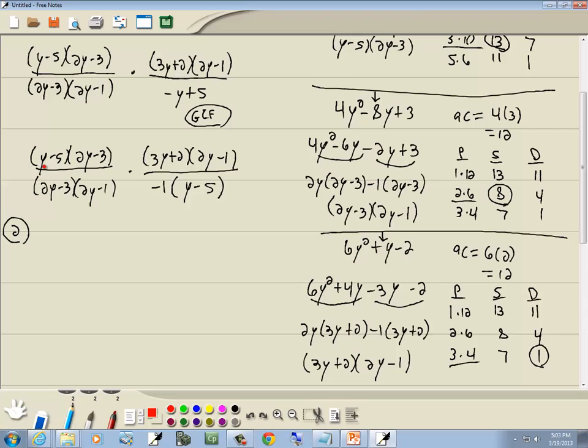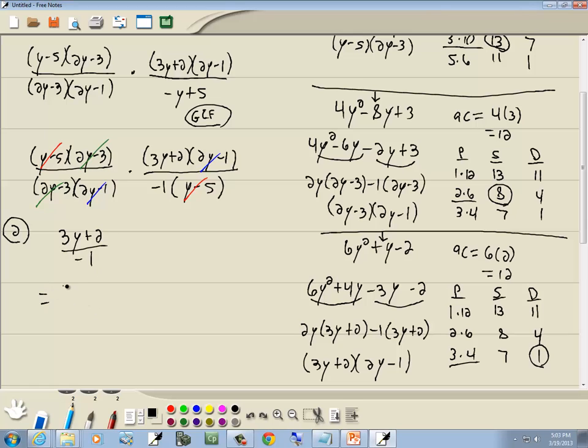Well, here we have a y minus 5, here we have a y minus 5. Here we have a 2y minus 1, here we have a 2y minus 1. Here we have a 2y minus 3, here we have a 2y minus 3. So we're left with 3y plus 2 over negative 1.